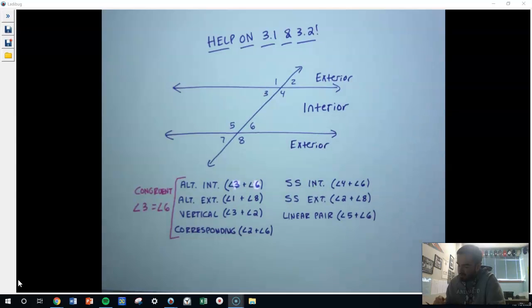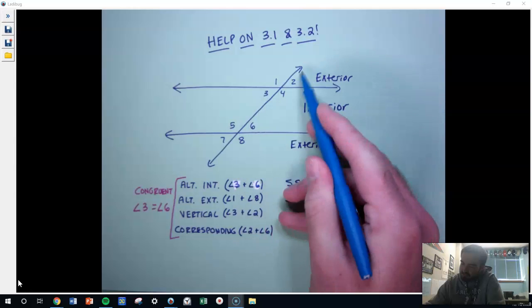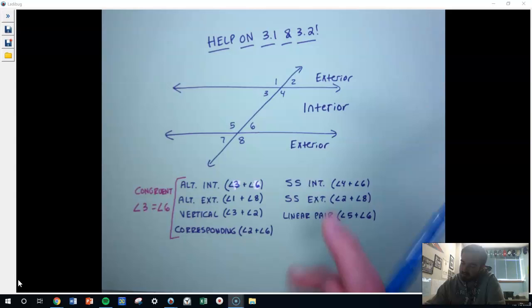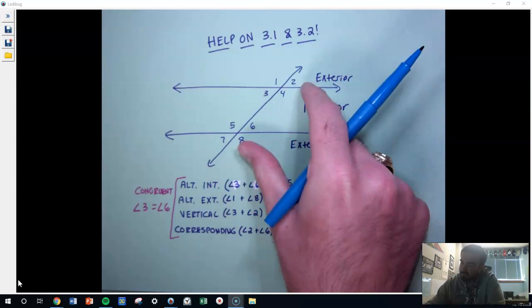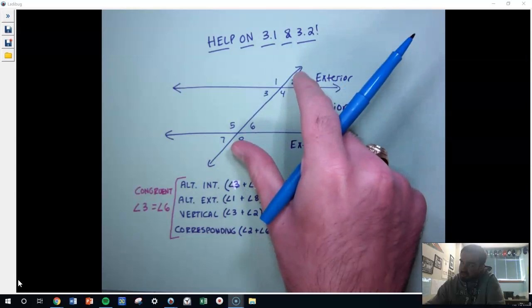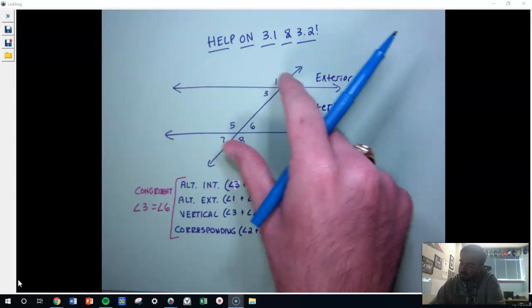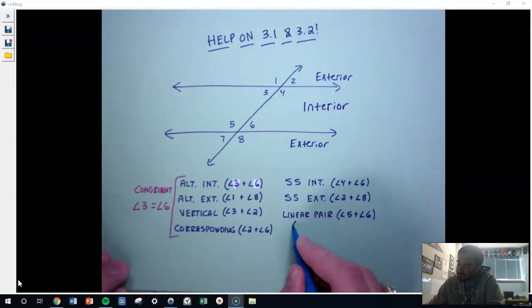Okay? Now, there's 3 other types: same side interior, same side exterior, and linear pair. Same side interior would be 2 angles on the interior that are on the same side of the transversal, so like 4 and 6 or 3 and 5. Same side exterior would be like 2 and 8, 1 and 7. Still on the same side of the transversal, but now they're in the exterior, so like 2 and 8 or 1 and 7.